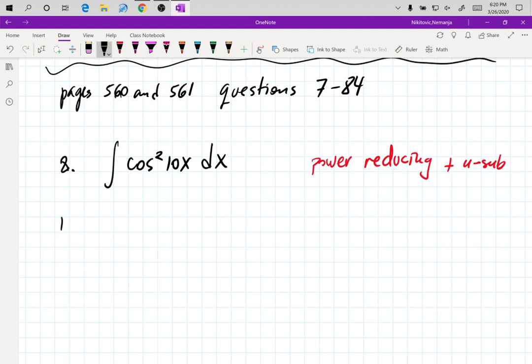Another obvious problem is problem 16. dx over x to the 4 minus 1. Why is this obvious?